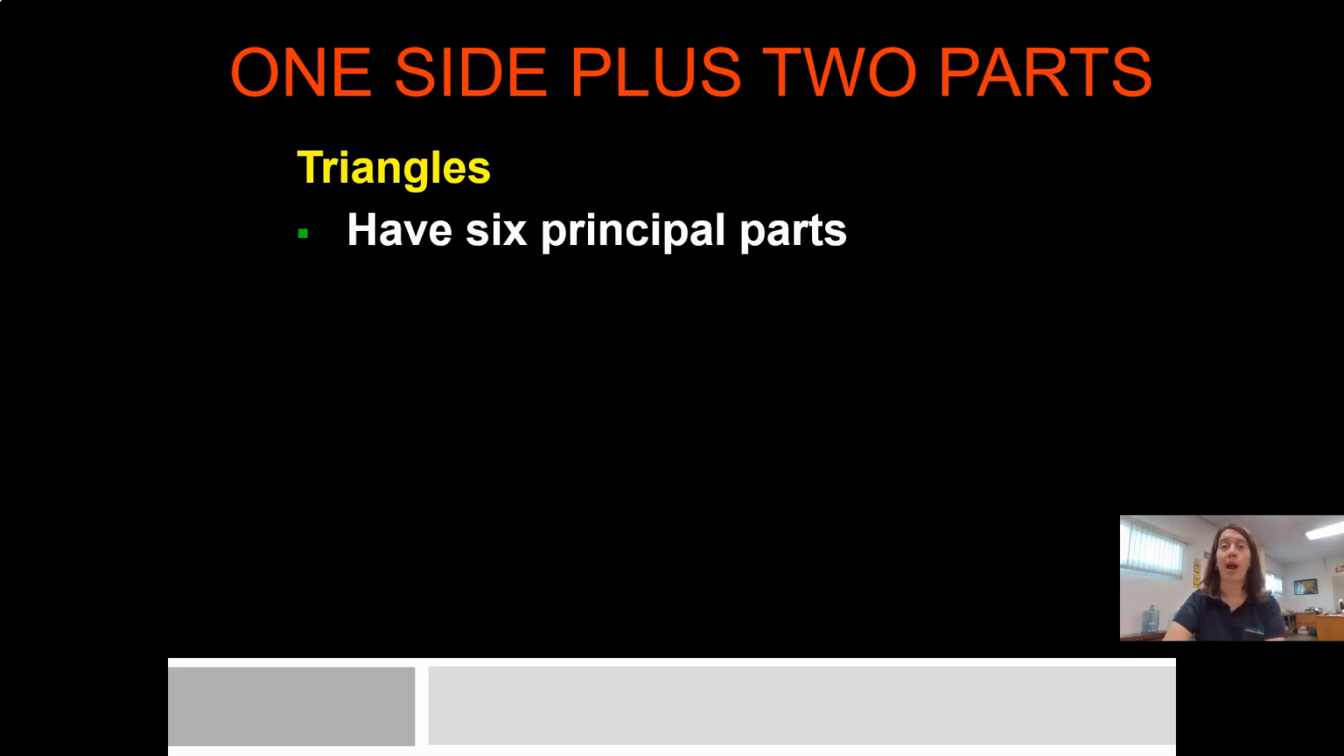Now, when you have a triangle, you have 6 principal parts. What are the different parts? What are the pieces that comprise a triangle? Well, in a triangle, you have 3 sides. That's the definition of a triangle. It's some sort of polygon that contains 3 sides. Well, if your shape has 3 sides, then you have 3 angles as well.